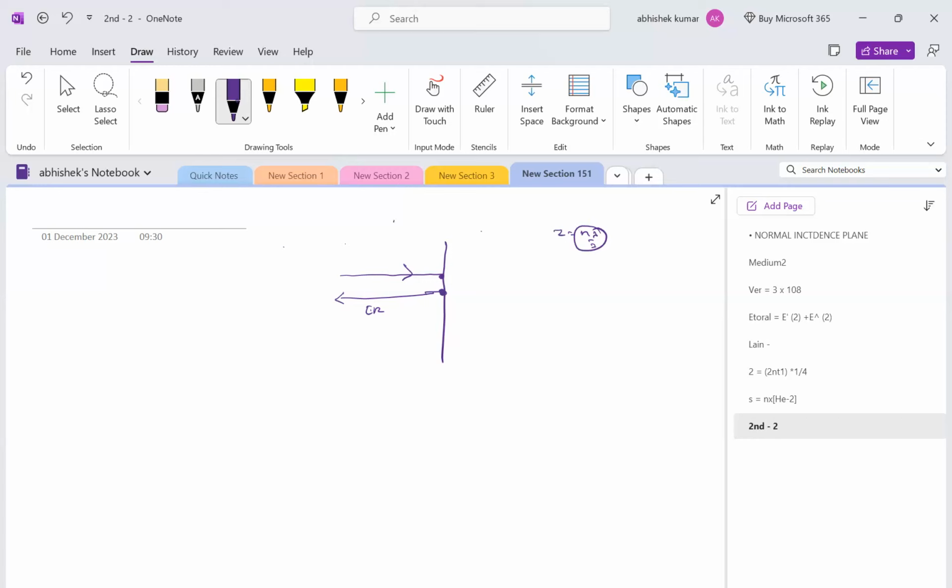But suppose we have one medium here and another medium here, and the second medium is not a conductor. It's not necessary that the maxima or minima will occur at the surface. It can appear at any position. Since in our earlier cases it was a conductor, that's why it was appearing at the surface.